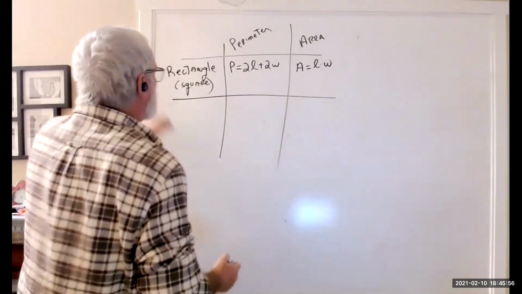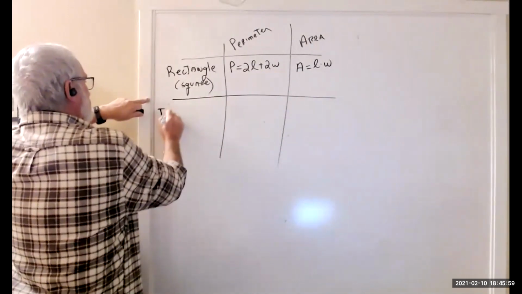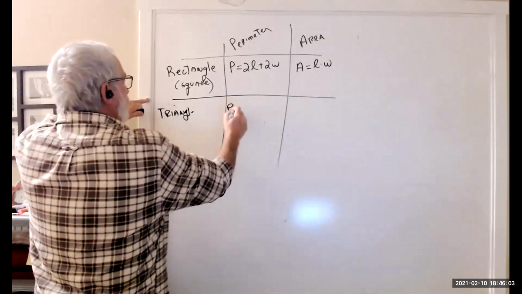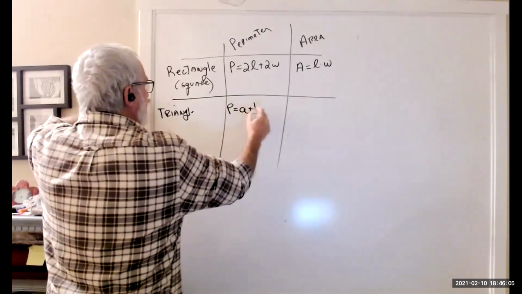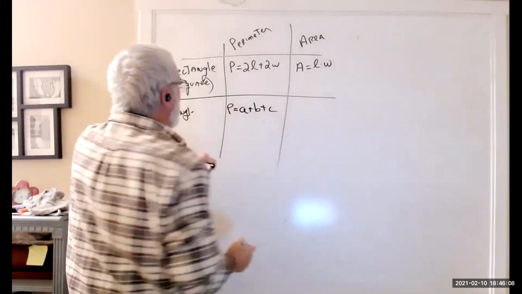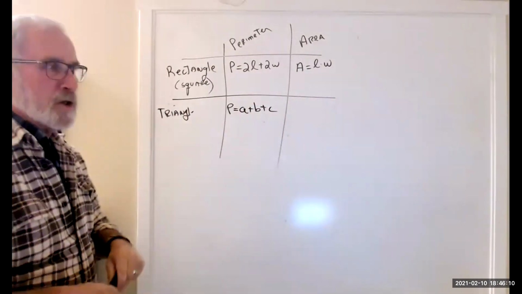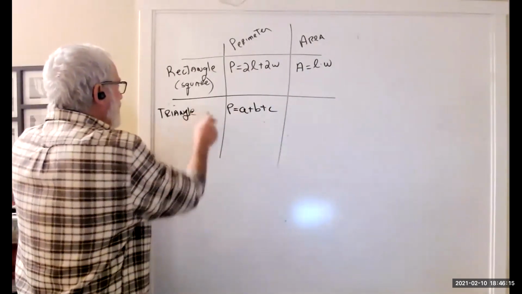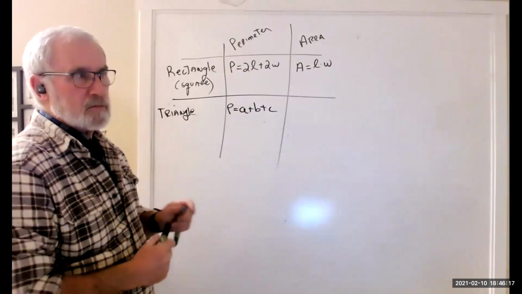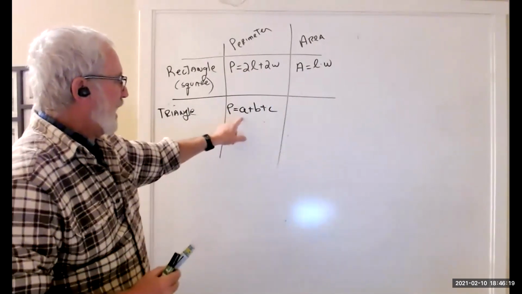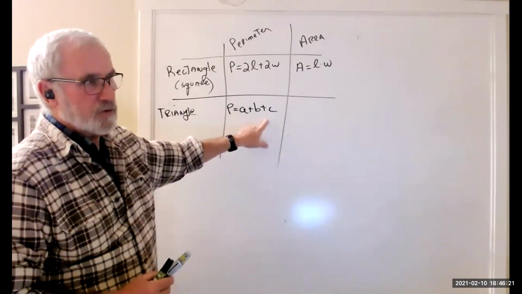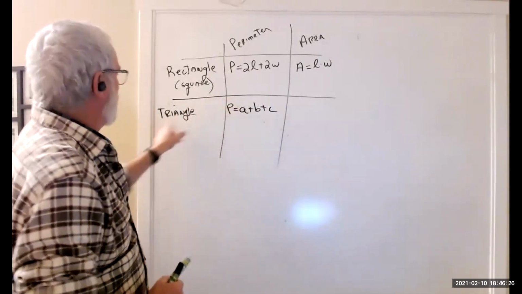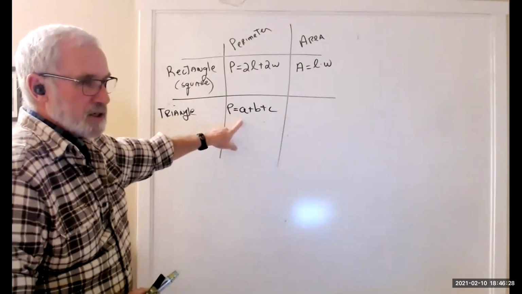Okay, triangle. The perimeter is stupid. This is when you look up a book, look up on the internet, and go, what's the formula for the perimeter of a triangle? That's what you're going to see, because there is no formula. It just says the perimeter is add up the 3 sides. That's what that means. There is no real formula for the perimeter of a triangle. It's just add up 3 sides.